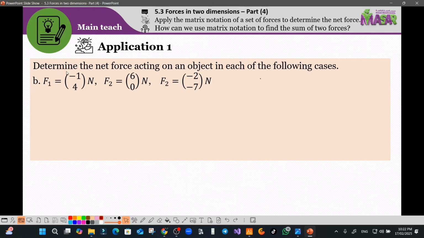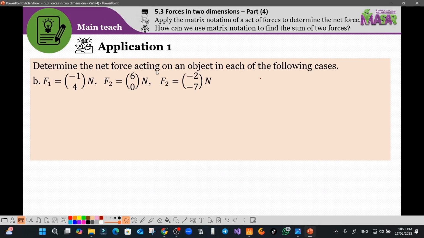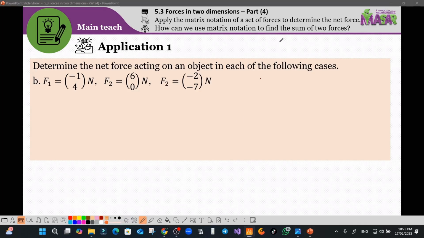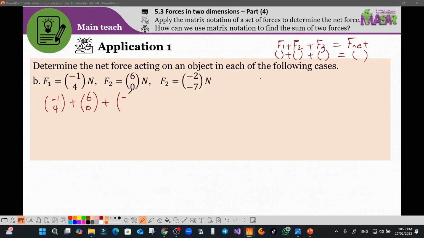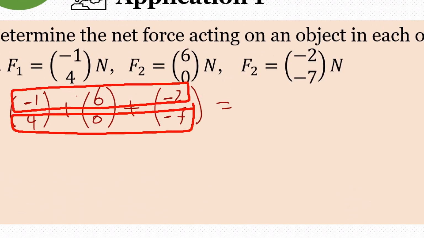Now in part B, we need to find the net force, which means the direction and the magnitude again. And we have 3 forces this time. Remember that if we add F1 plus F2 plus F3, we will get the Fnet. And since they are presented in the matrix notation, the summation of them will be the Fnet in matrix notation. (-1, 4) is the first force, (6, 0) the second force, (-2, -7) the third force. Remember that we are adding the entries of the first row together, and the entries of the second row together.